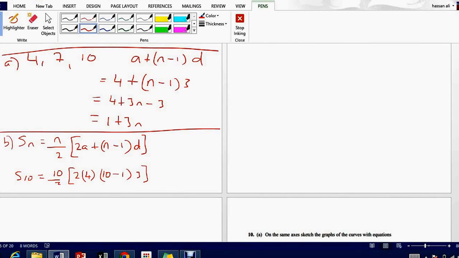Now if you simplify this, what you should end up with is S10 being 5 times 35, and then you should end up with 175.